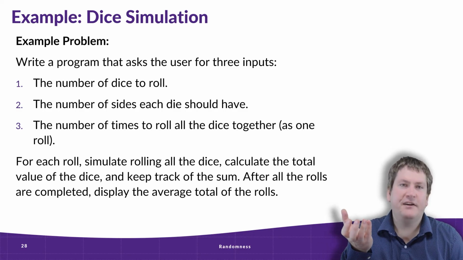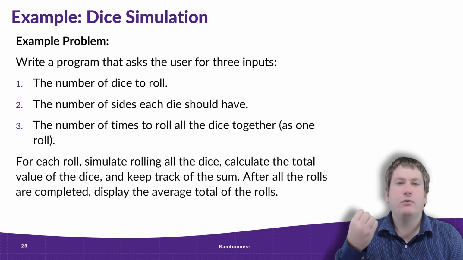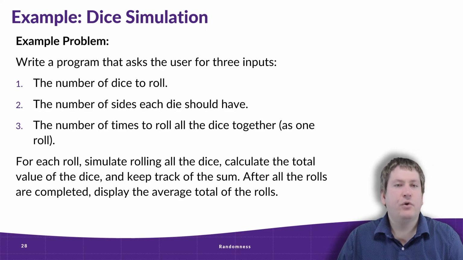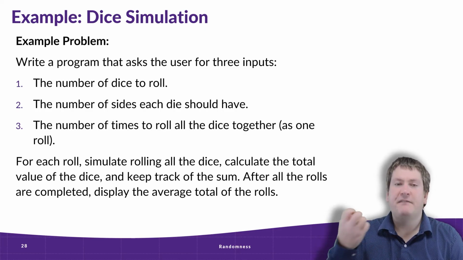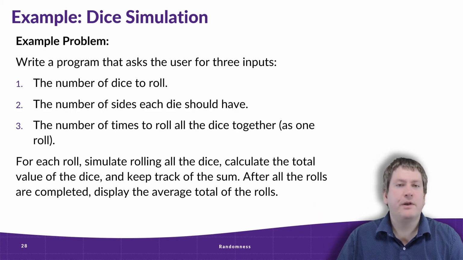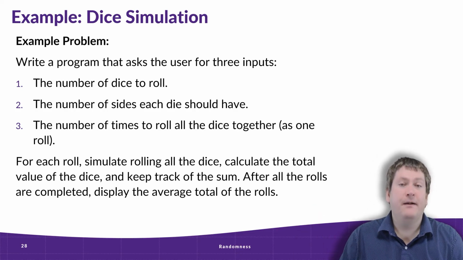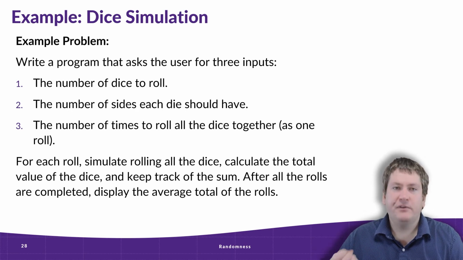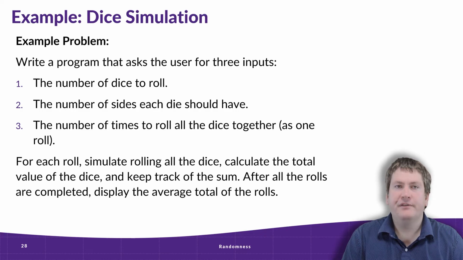So we're going to take all the dice in our hand and roll them X number of times, over and over again. And each time we do that roll, we want to calculate the total value of the dice. So if we have 3 dice and we roll them and they all land on 1, the total would be 3. And we want to keep track of that sum. After we're done all of those dice rolls, we then want to display the average total of all the rolls.